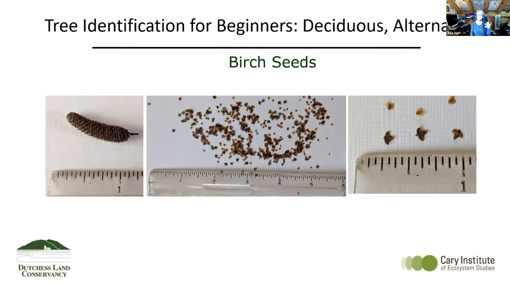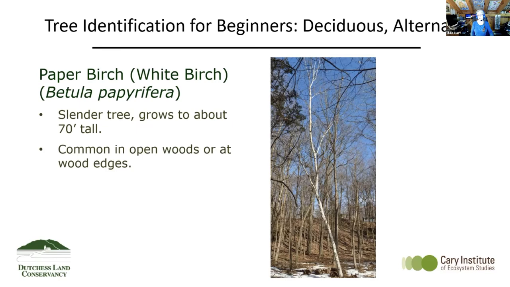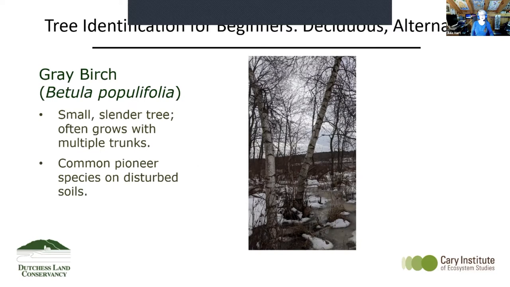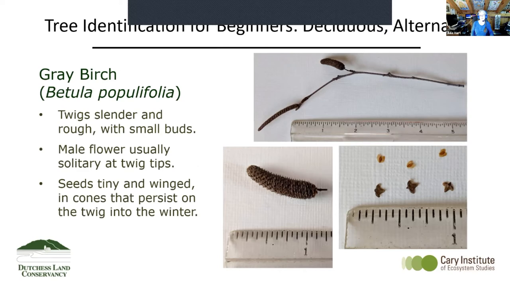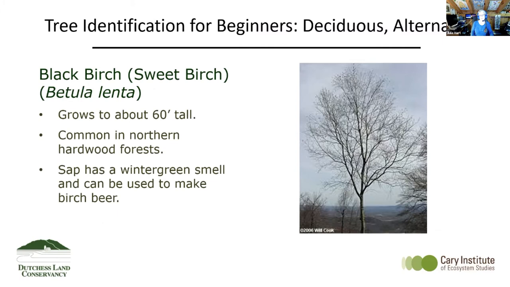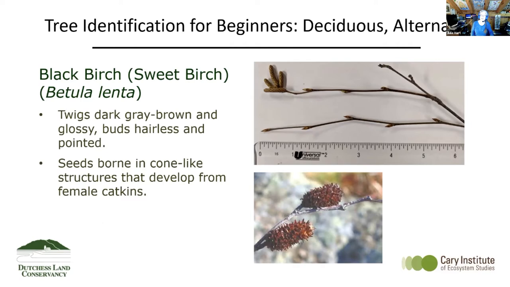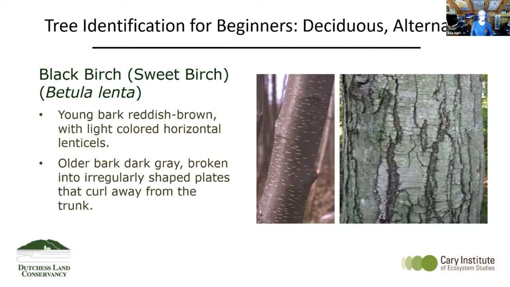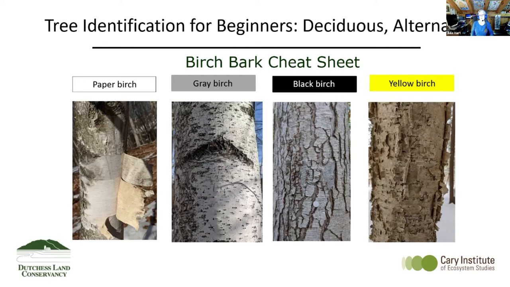So paper birch, tall and slender, has that peeling bark. Gray birch also tends to be kind of tall and slender, has those dark chevrons at the branch bases. Seeds are very similar. We've talked about the bark. The black birch is a little more distinctive in terms of bark, but the twigs are pretty similar. They have those catkins at the tip of the twig often. And the black birch, we've looked at the bark already. So just remember that the birches are really easy to tell. All you have to do is look at the bark.